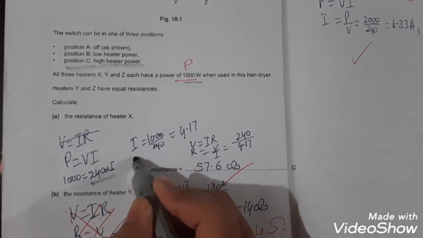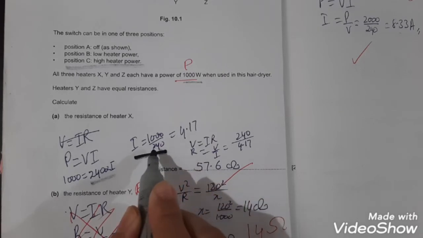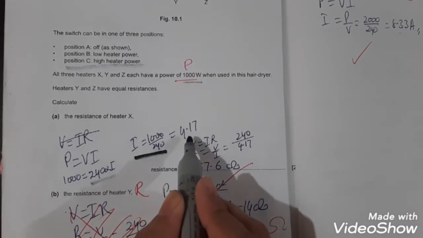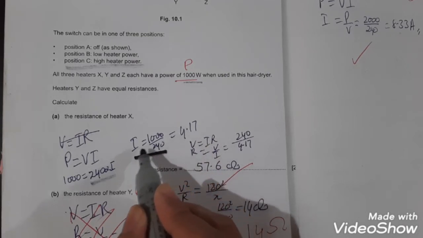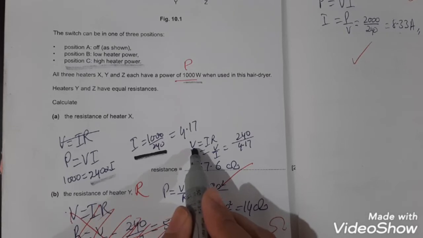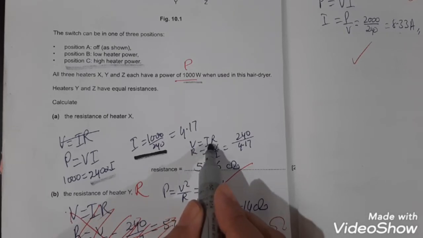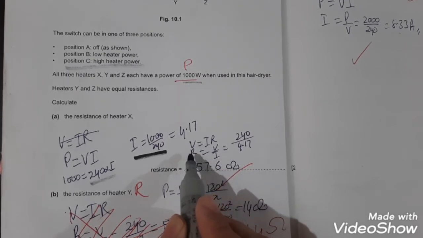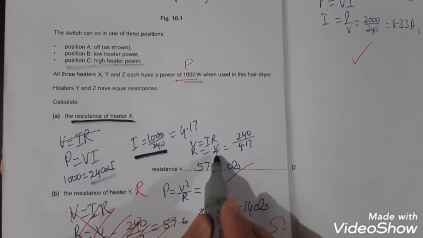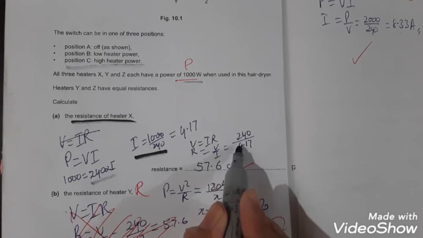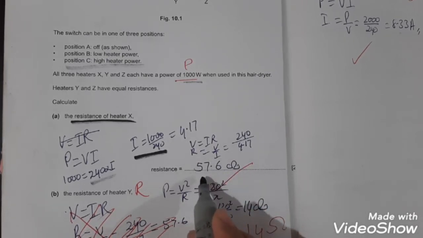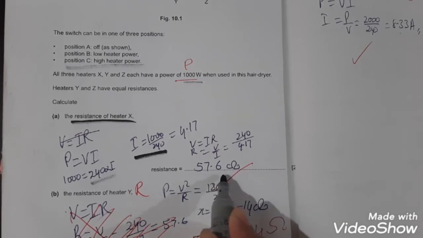So the power is 1000 watts divided by 240 volts, which is equal to 4.17 amps of current. Then we will switch with the formula V is equal to IR, because we have to calculate the resistance of heater X. So R is equal to V divided by I. V is 240 divided by I, 4.17, which is 57.6 ohms.